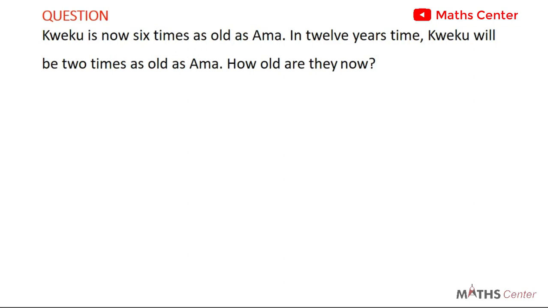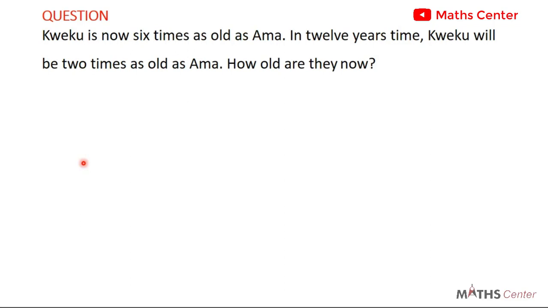What does the question want us to find? The question wants us to find the ages of Kweku and Amma. So these 2 are the unknown quantities. That is what we have to work towards. These 2 are the unknown quantities.